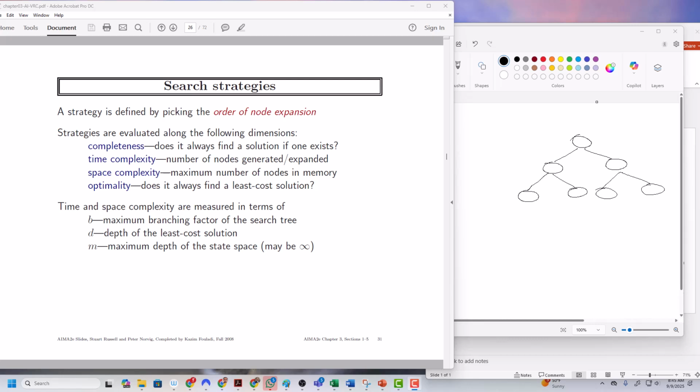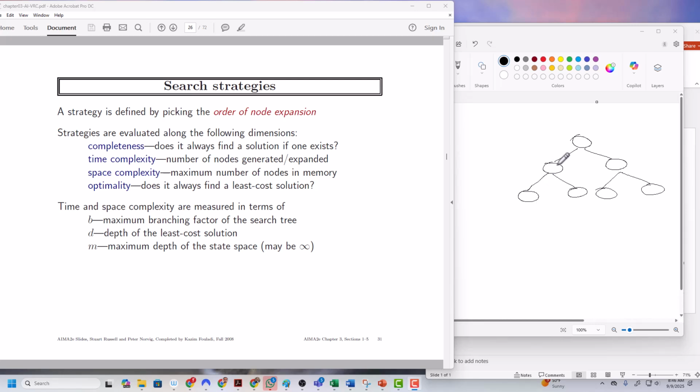We describe complexity in terms of 3 quantities. The first one is b, the branching factor, which is the maximum number of successors per node. In this tree I have drawn, the root node has children, and every node has 2 children, like a binary tree. So the branching factor is 2. d is the depth of the shallowest goal node.